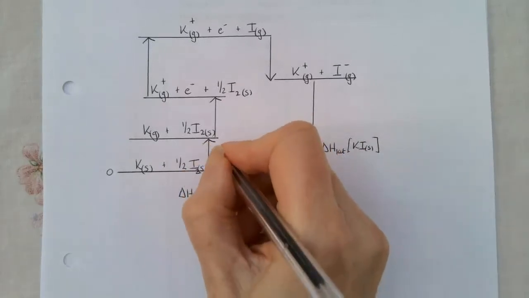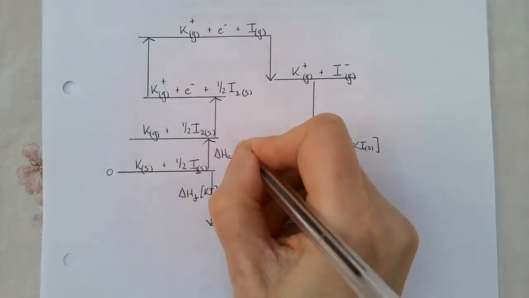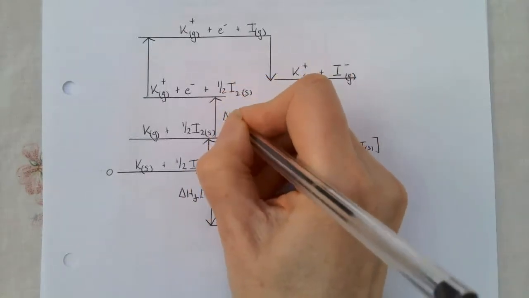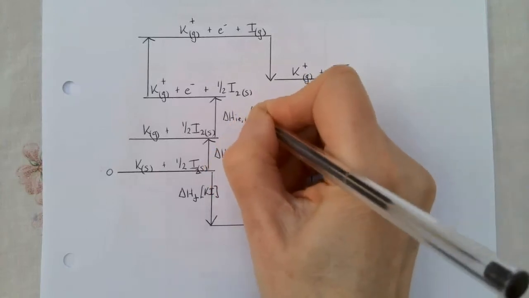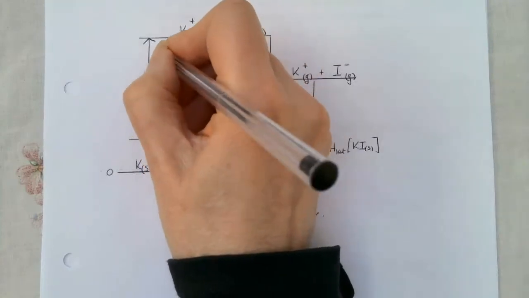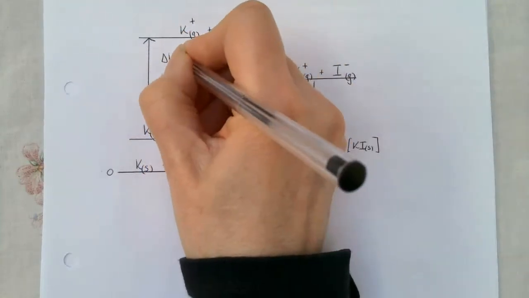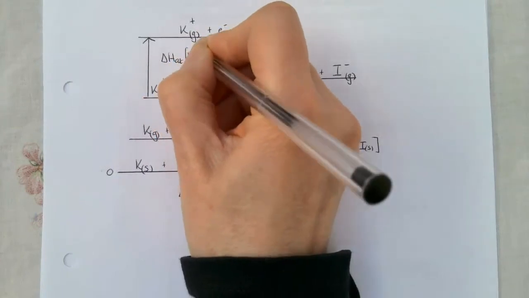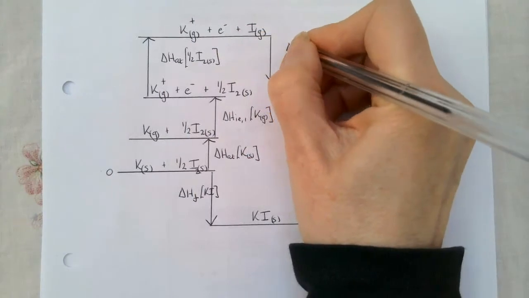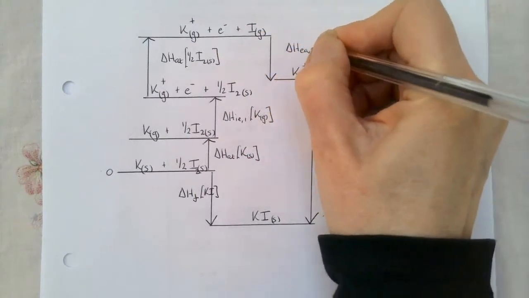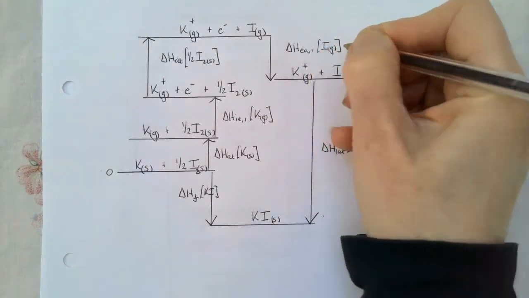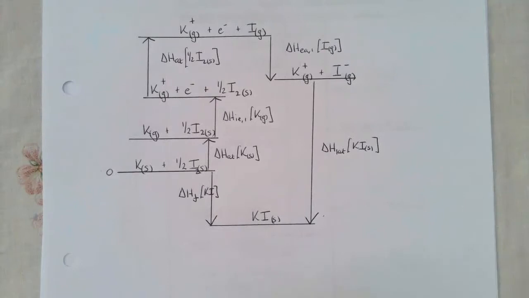Going from here to here, that's the delta H atomization of potassium. And here is the delta H ionization energy 1 of potassium. Here I have the delta H atomization of half an iodine solid, and here I have delta H EA 1, so the first electron affinity of iodine. Gaseous, and I've got my lattice there.